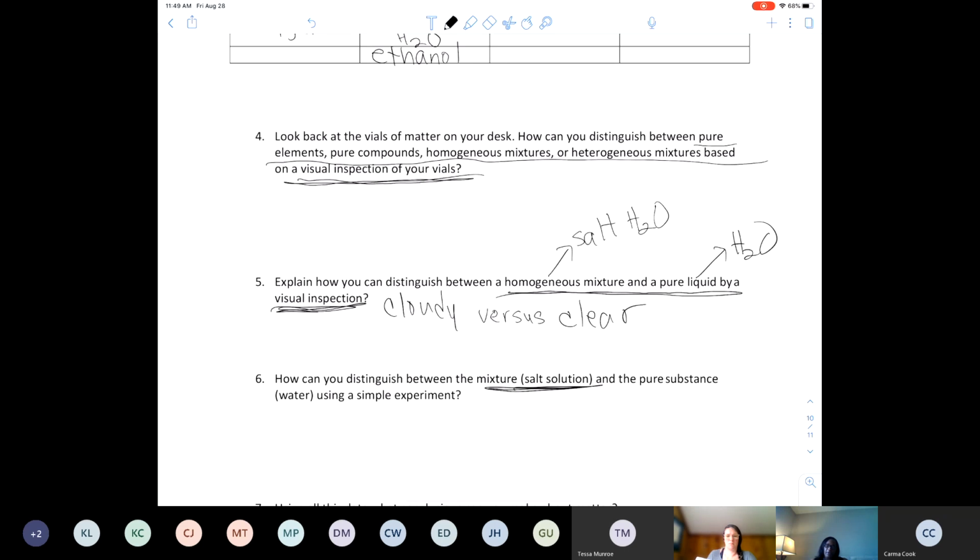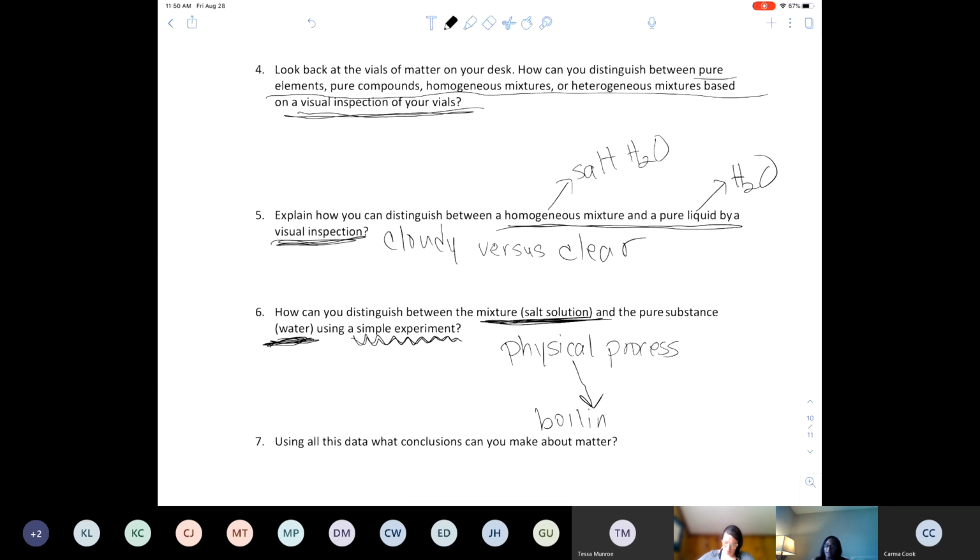So how could we distinguish between a mixture like the salt solution and the water without salt by using a simple experiment? What kind of experiment could you do? What if the salt was mixed into the water so well that it wasn't cloudy? What if the salt water sample was just as clear as the pure water? What kind of experiment could you do? Taste. No, physical change. So do a physical process like what? Boiling it. Yeah. Boiling, filtering. What about filtering?